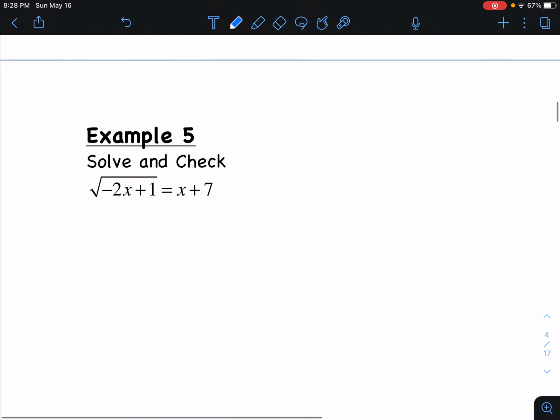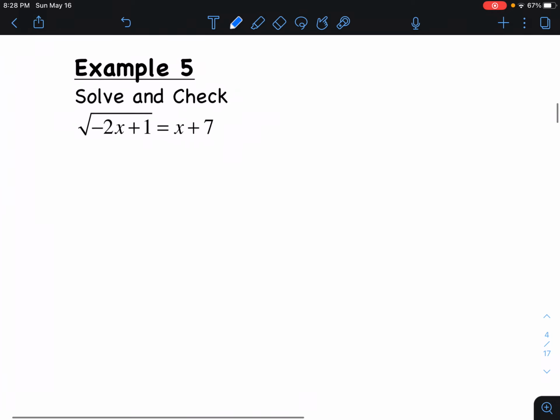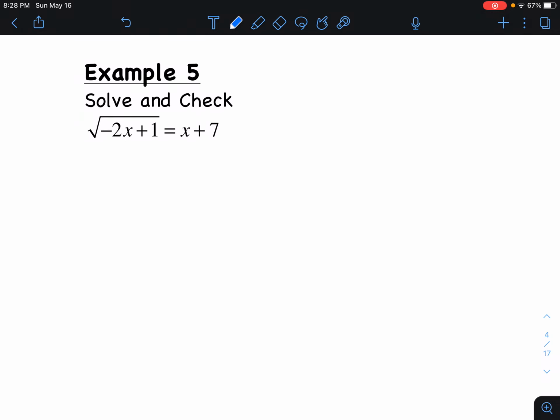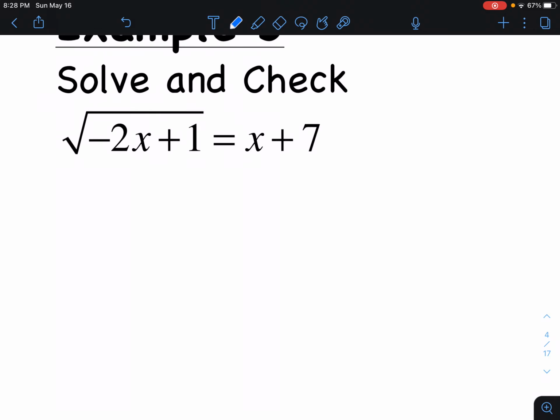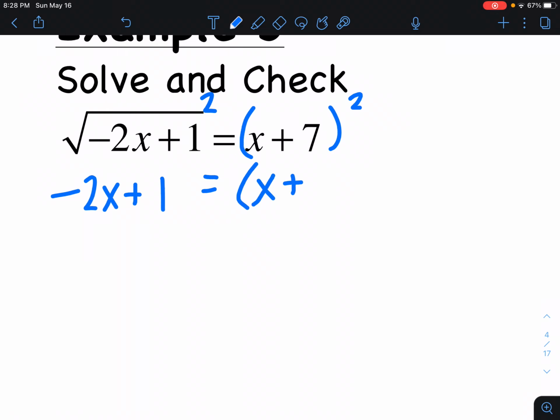Okay, let's show you another one. That, including the check, took about 5 minutes. So let's try another one here. As always, we want the radical isolated on the one side, which it is. So I'm going to get rid of the radical by squaring both sides. So on the left, just get rid of the radical. On the right, the same as the previous problem, we're going to have to write this out twice and then FOIL and combine like terms.